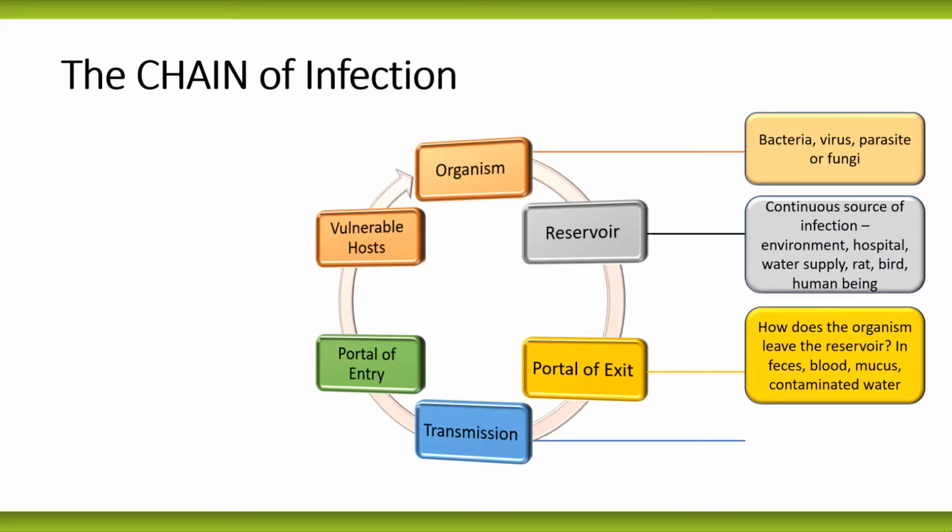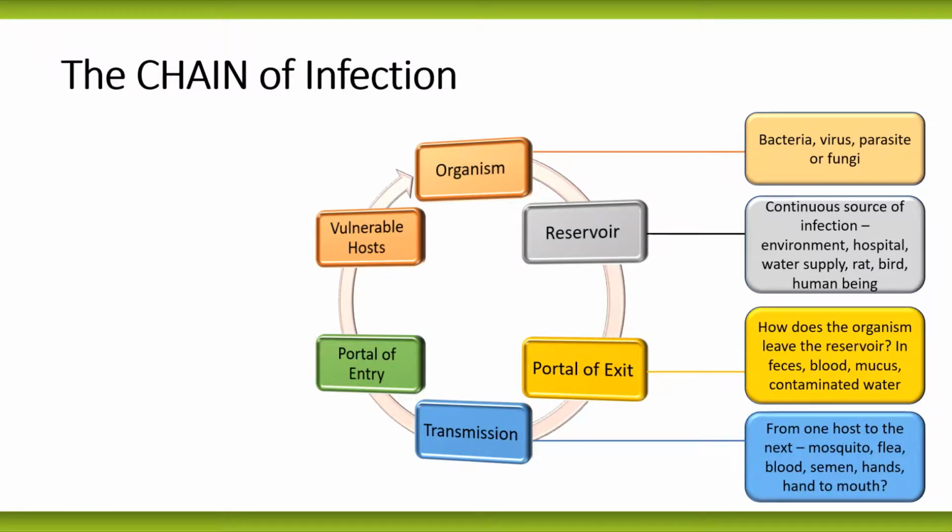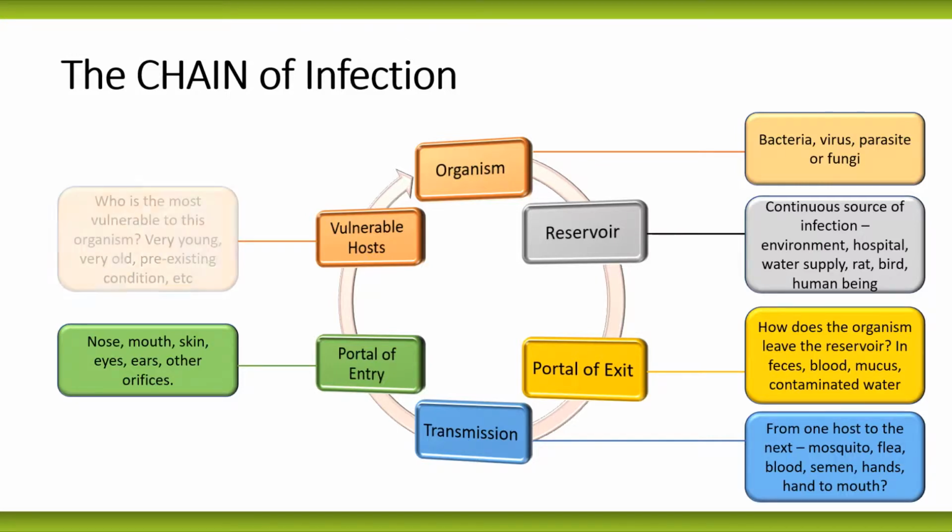Transmission. This is how the organism is transmitted to a person. It can be from one host to the next, such as a mosquito or flea bite. It can be in blood, semen, hand contact, hand to mouth. The portal of entry. How does the organism get into the body? Could it be through the nose, the mouth, the skin, eyes, ears, or other orifices? Vulnerable hosts. Who is the most vulnerable to this organism? The very young, very old, or those with a pre-existing condition?